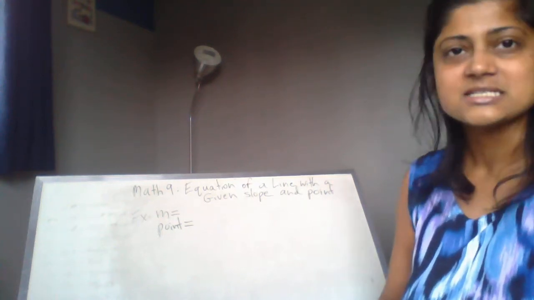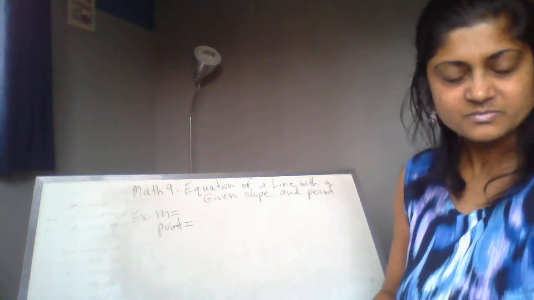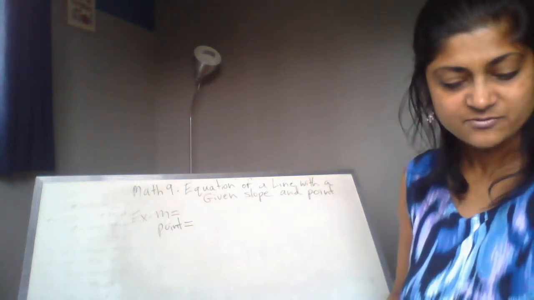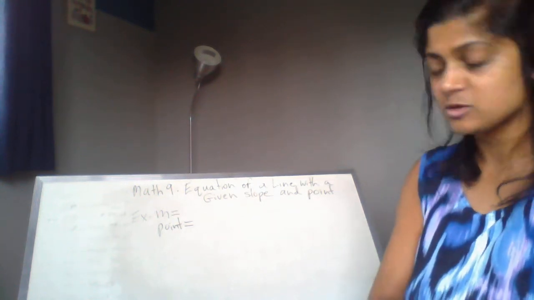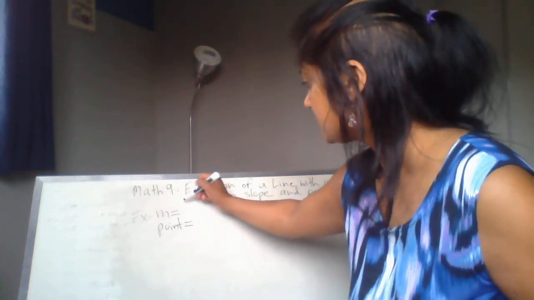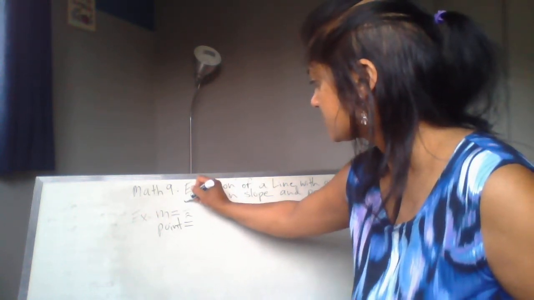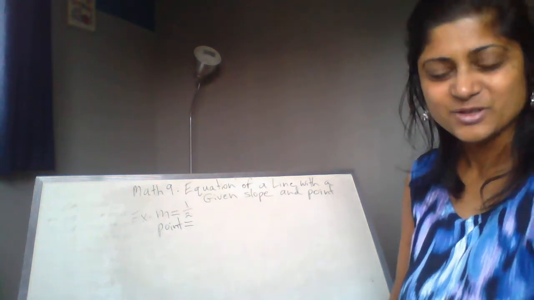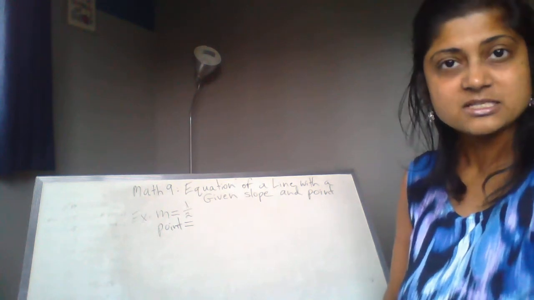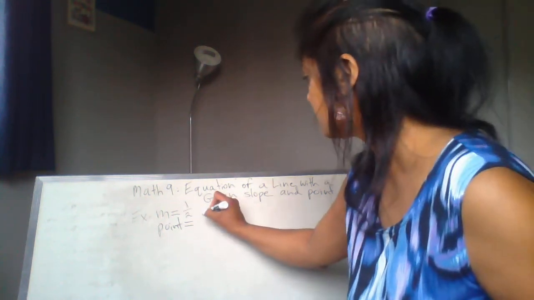So we're going to try this example here, and I'm going to read it out loud. It says, find the equation of a line with a slope of 1/2. So let's put the slope in here. I'm going to put 1/2 here, with a given point, and it passes through point (1, 5).